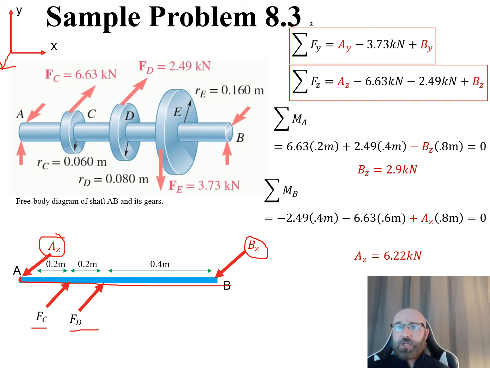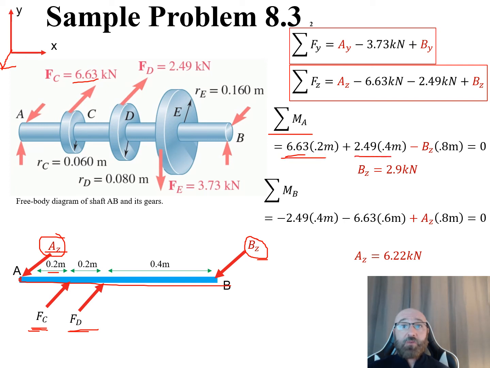So first let's take our summation of moments about our point A. What moments act there? Well, our A sub Z is not going to contribute, but our F sub C, F sub D, and our B sub Z are all going to contribute there. So for F sub C, F sub C is 6.63 times a distance of 0.2 meters.